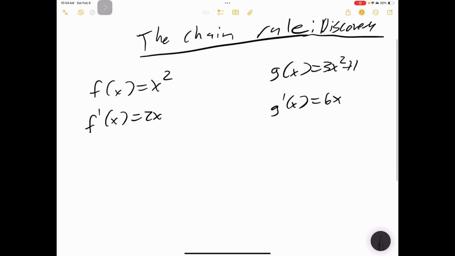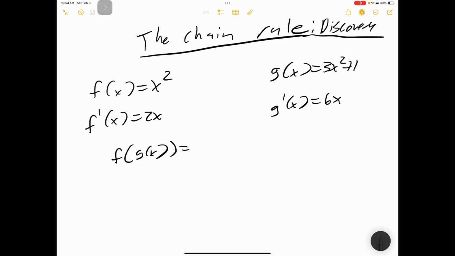But what we haven't seen yet is how to take the derivative of more complicated functions. So what if we had the function f of g of x? Well, that's what the chain rule is, and that's what we're going to learn today. But let's start by just discovering the chain rule using this example.